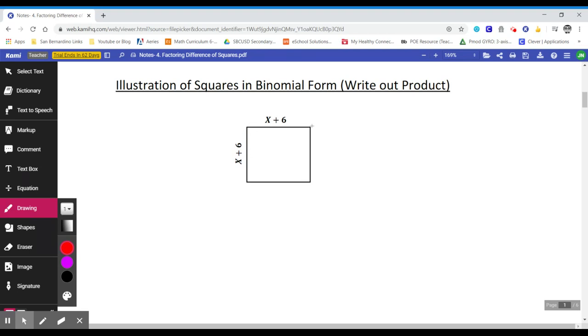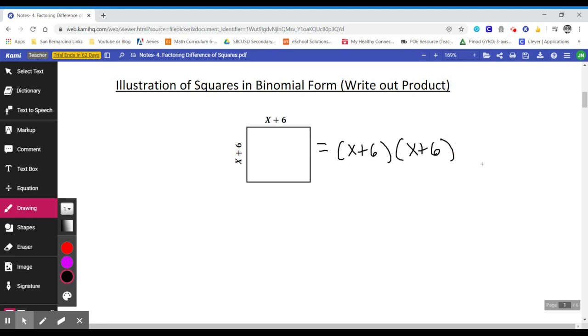If x is equal to 1, then it'll be 7 here and 7 there. If x is equal to 2, then it will be 8 here and 8 there. So it'll still make a perfect square no matter what. Essentially, this is the illustration of a square in binomial form, which you can actually write out as x plus 6 multiplied by x plus 6 like we've done in the past.